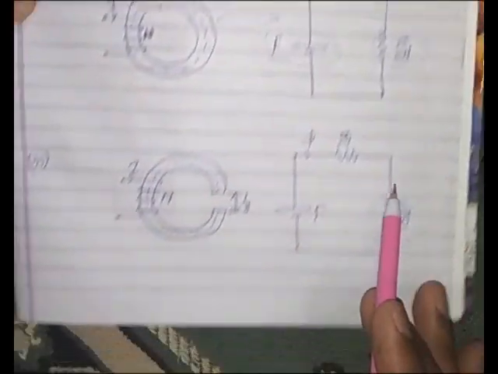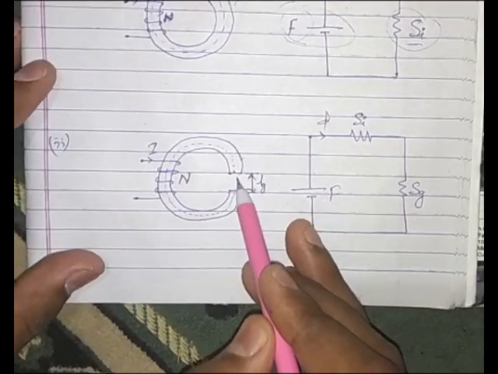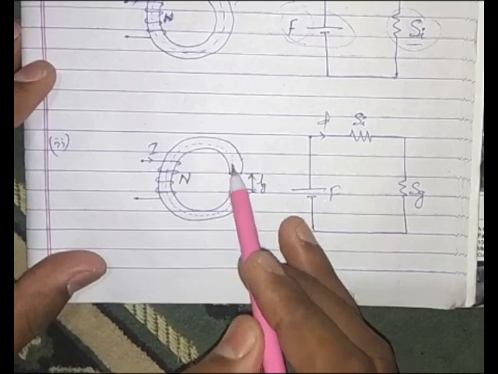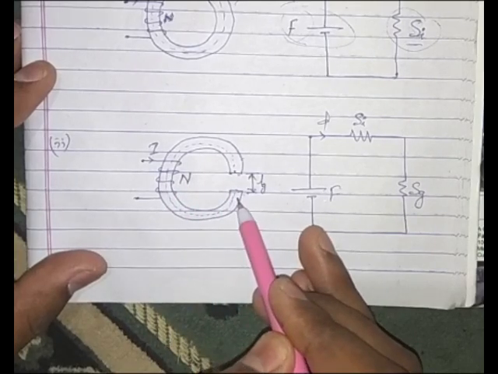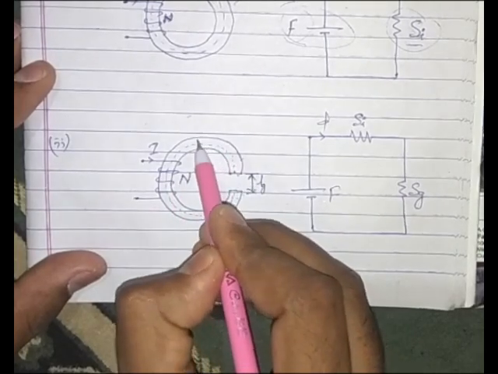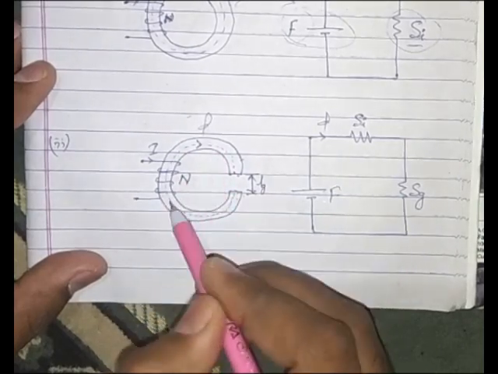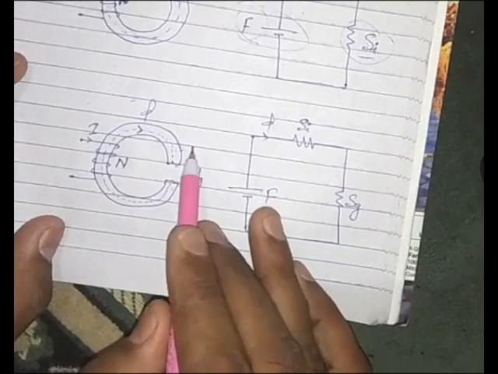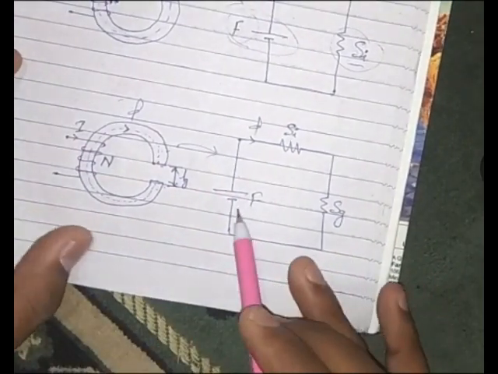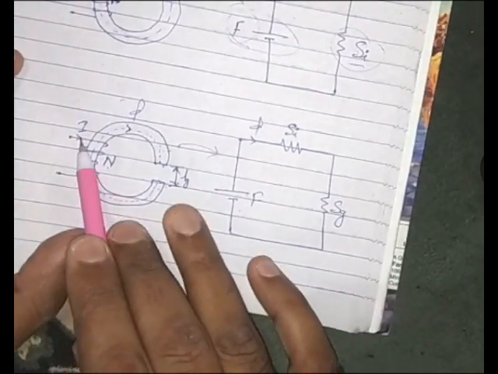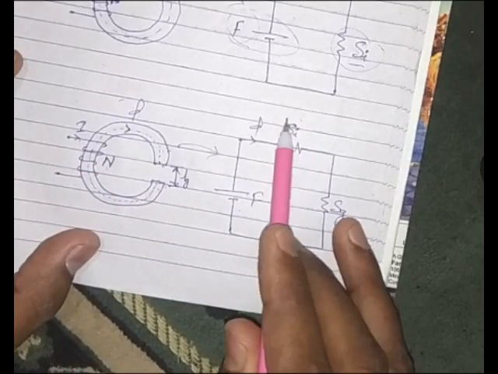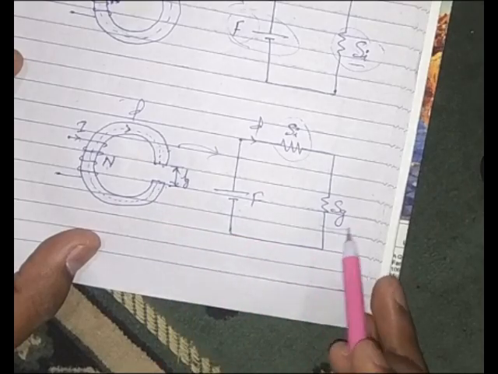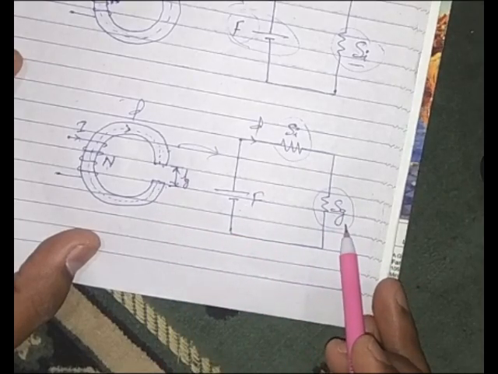In the second case, an air gap has been created in the ring. The air has a different reluctance as compared to the reluctance of the iron. So these two reluctances offered to the flux will be in series. So this circuit can be represented like this. F is the number of turns multiplied by current, SI is the reluctance of the iron path, and SG is the reluctance of the gap.